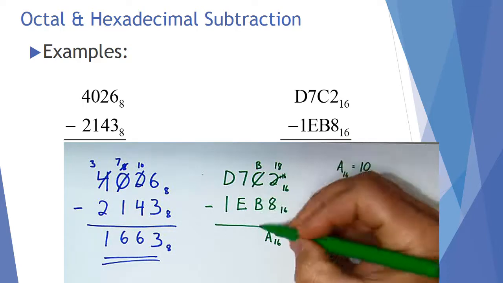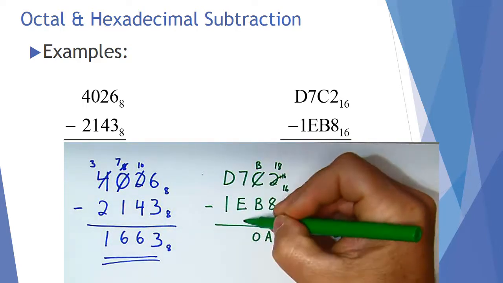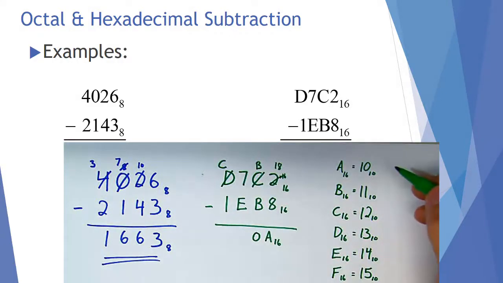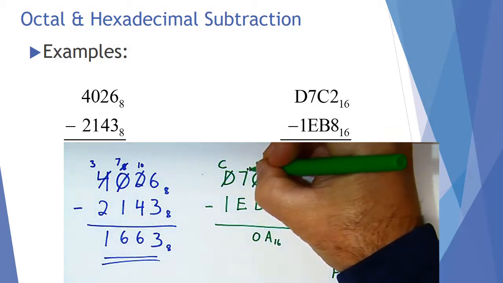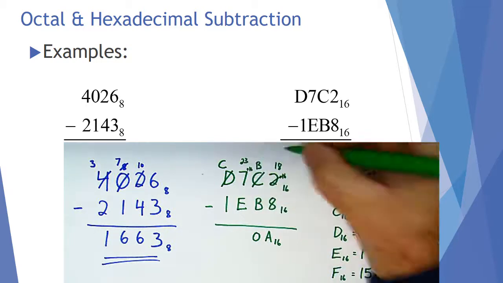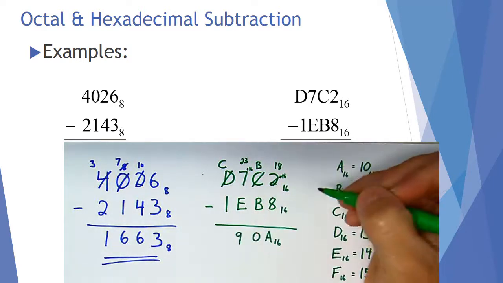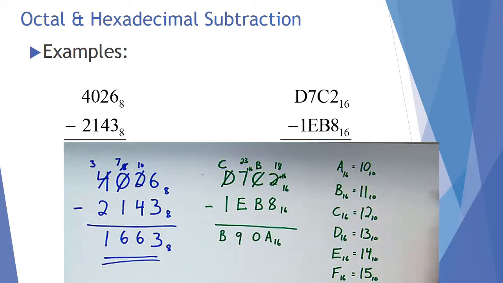Our next column, B minus B, that is 0. 7 minus E, that 7's not big enough to subtract E, so we're going to borrow 1 from the column next to it. That drops to C. That 7 will gain 16, and that is now 23. 23 minus E, where E is 14, that leaves us with 9. And C minus 1, that just drops us back to B. B9, 0A is our difference.